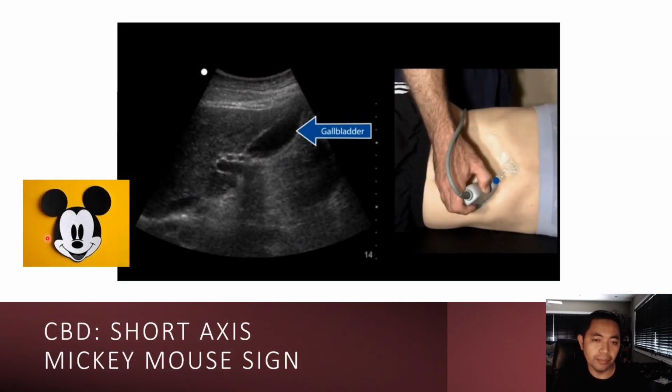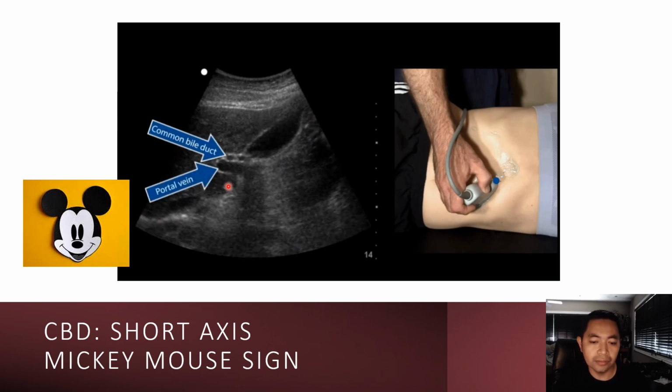This is the Mickey Mouse sign. The right ear is the common bile duct, the portal vein is the face, and the hepatic artery is the left ear.